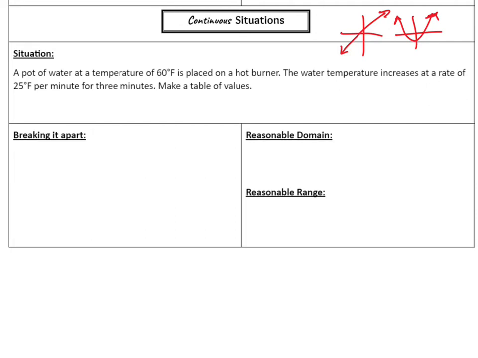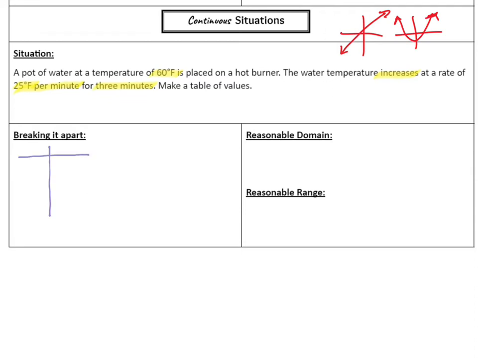So let's look at the situation. A pot of water at a temperature of 60 degrees Fahrenheit is placed on a hot burner. The water temperature increases at a rate of 25 degrees per minute for 3 minutes. Make a table of the values. Okay, so what I'm given so far, and let's look at some key things in this, is that I have a pot of water that's at 60 degrees and it's placed on a hot burner. And then my water temperature is going to increase. That means it's going to go up at a rate of 25 degrees per minute, but then only for 3 minutes. It says make a table. So let's make a table over here.